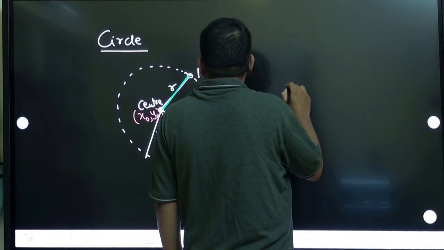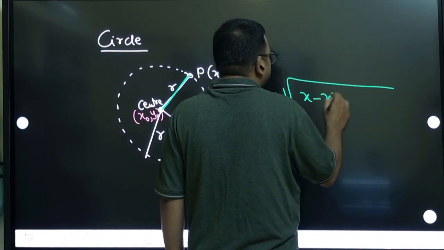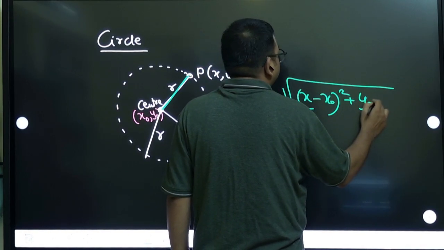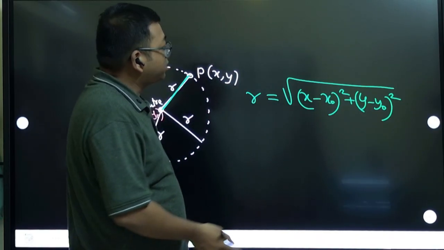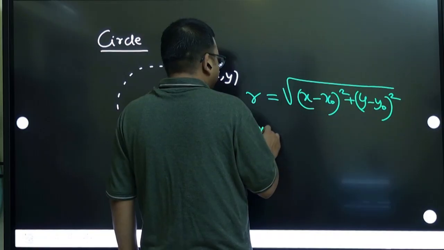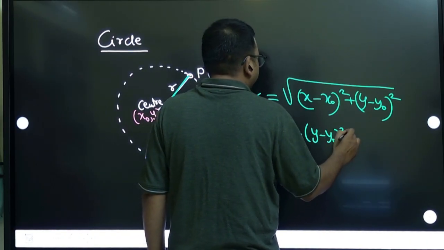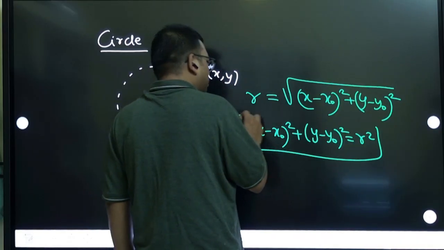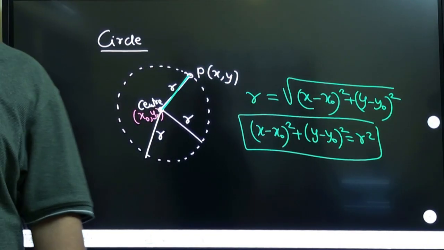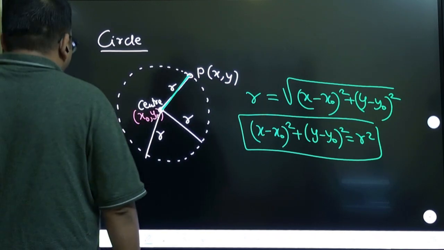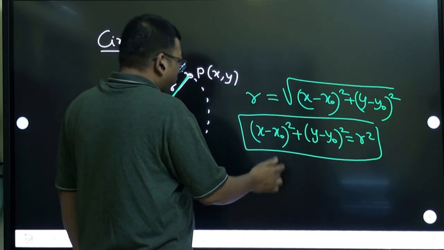So the distance formula is root under x minus x naught whole square plus y minus y naught whole square. This is equal to r because this is going to be constant. So now let's square this. So x minus x naught whole square plus y minus y naught whole square is equal to r square. This is the equation of a circle with center x naught comma y naught and radius r. That's all. And if you want, you can open it also. It's not that we cannot open it. We can open this also.